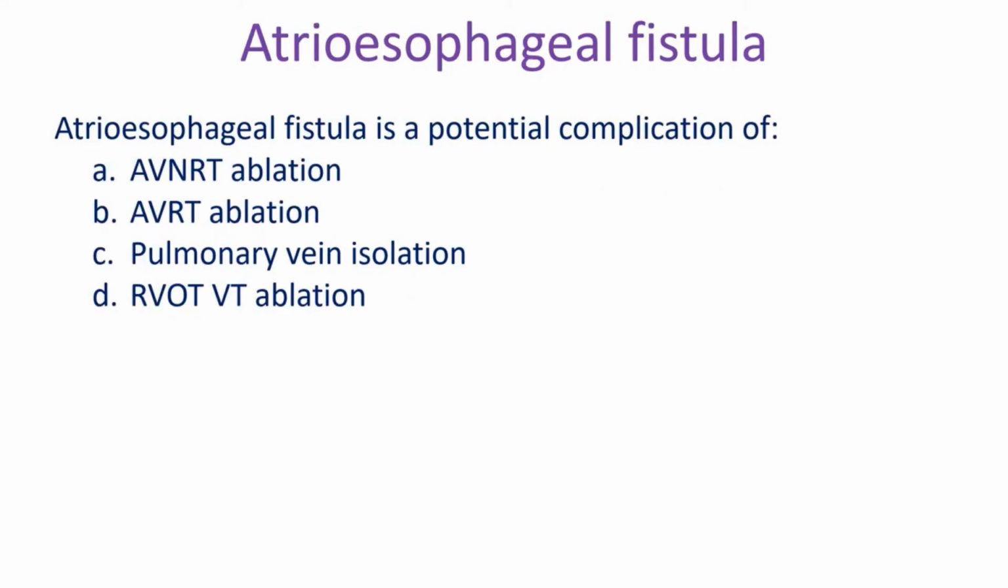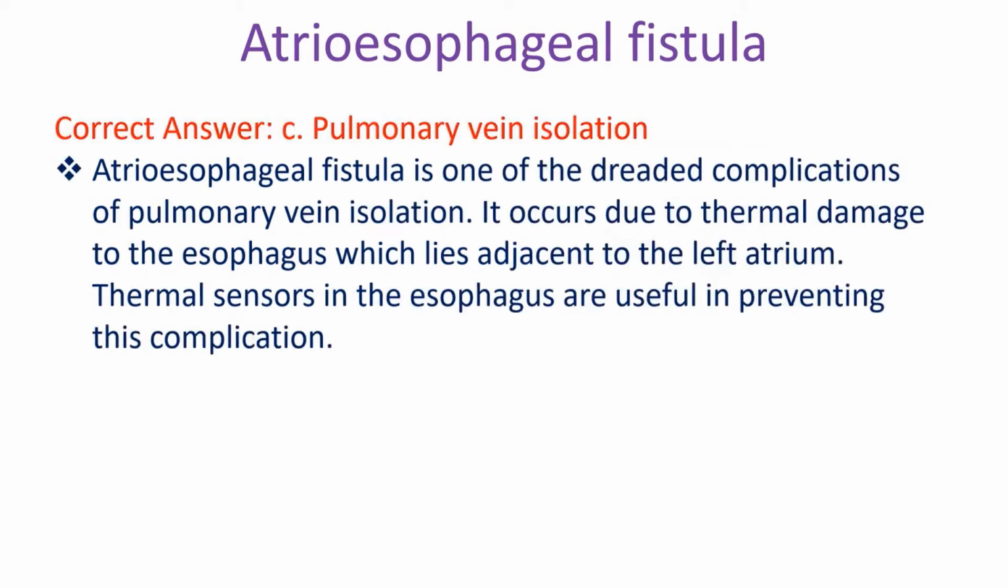Atrioesophageal fistula is a potential complication of: A. AVNRT ablation, B. AVRT ablation, C. Pulmonary vein isolation, D. RVOT-VT ablation. Correct answer: C. Pulmonary vein isolation. Atrioesophageal fistula is one of the dreaded complications of pulmonary vein isolation. It occurs due to thermal damage to the esophagus, which lies adjacent to the left atrium. Thermal sensors in the esophagus are useful in preventing this complication.